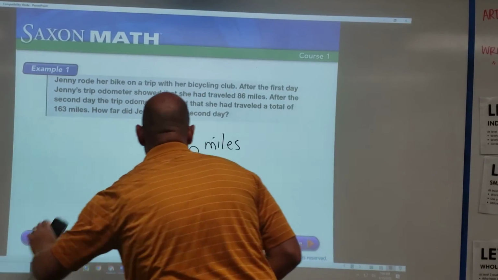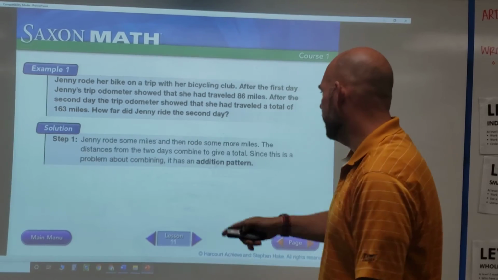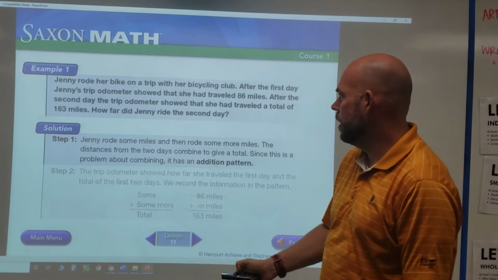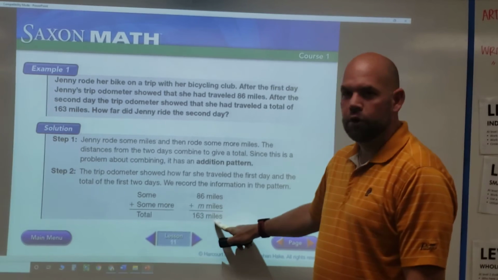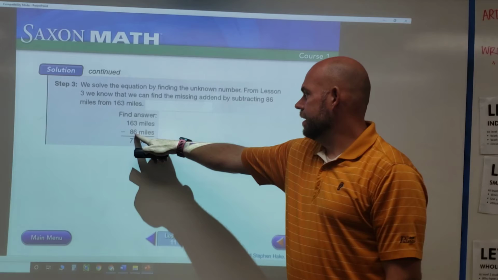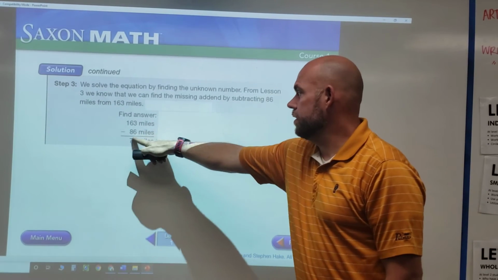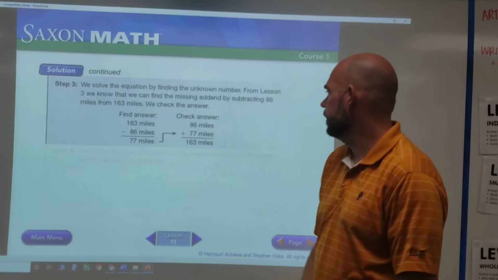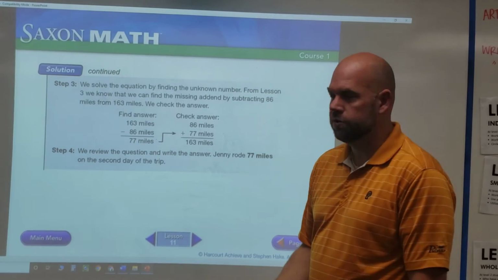So let me erase this. We'll go to the next slide. All right. Jenny rode some miles, then she rode some more. We know this is an addition problem. We get some miles, we get some more, we get the total miles just as I had it written out before. Then we subtract by taking the total, subtracting one addend, and we get the other addend, which was 77 miles. Checks out. Woohoo! Cha-ching. All right, and then we can review and check our work, which is always a good idea.